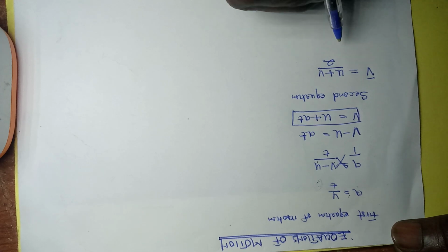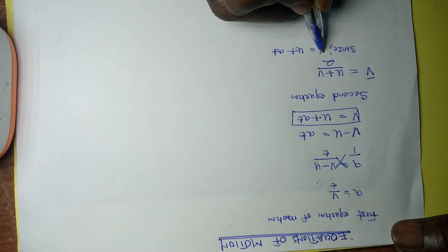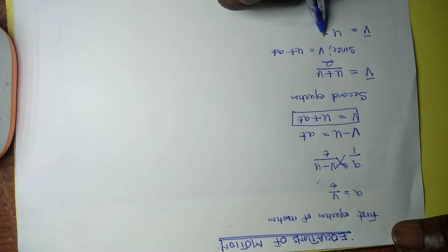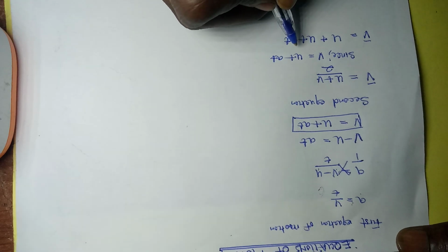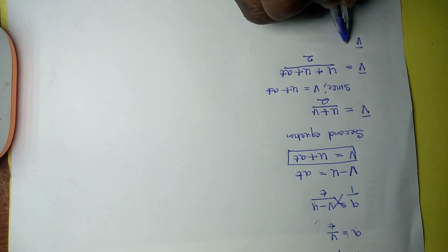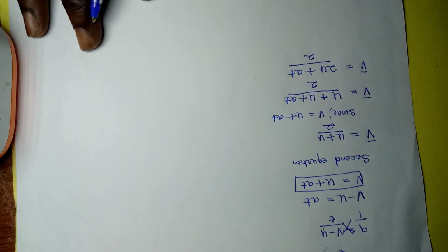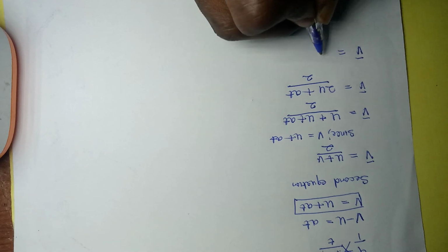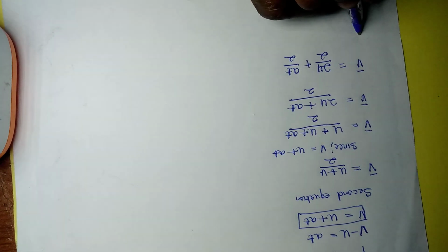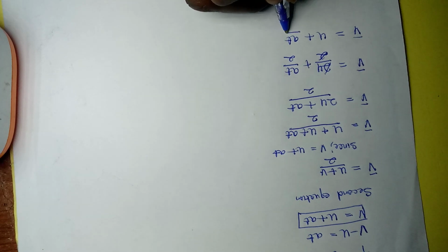So after that, since V is equal to U plus AT, we are going to replace this V here. We are going to replace it for U plus AT. So V bar here is going to be U plus AT, divided by 2. So we are going to have our V bar to be equal to U plus U is going to give us 2U plus AT divided by 2. So at this point, we can just say V bar here is going to be 2U divided by 2 plus AT divided by 2. So now we can just say V bar to be equal to, here we cancel 2 here, U plus AT divided by 2.